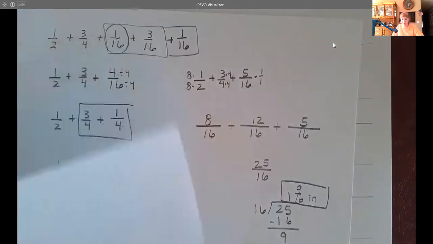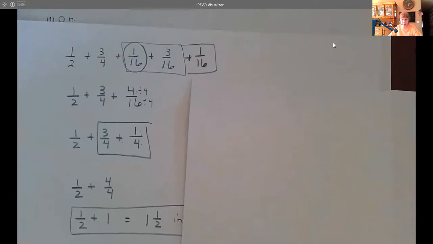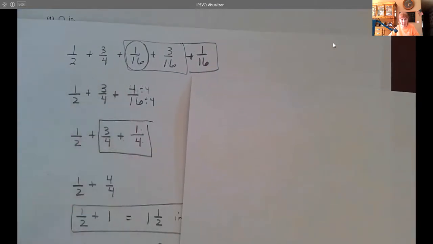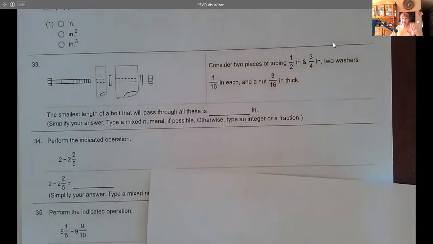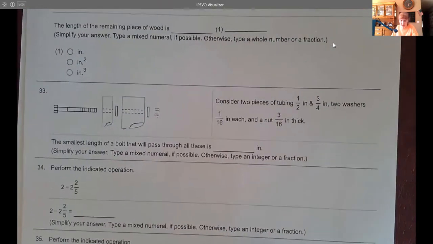But it wasn't a total loss. It was kind of nice to see how to reduce and then add. Okay. All right. Well, anyways, last thing, and that deals with 34, 35, and 36.